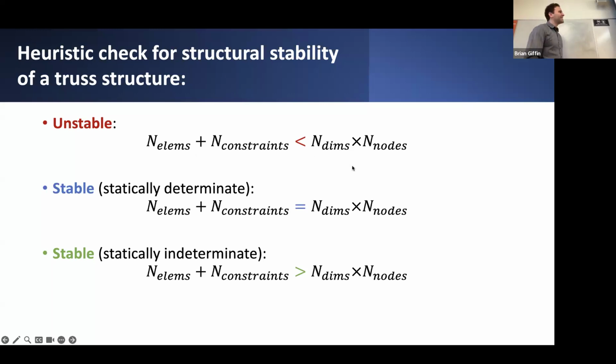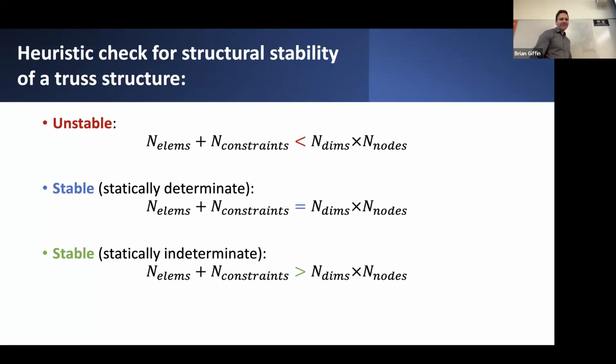On the right-hand side is the number of dimensions in your problem, or the number of degrees of freedom per node, times the total number of nodes, or joints in this case. You could interpret this as the number of equilibrium equations you would be solving in order to determine the unknowns. In the case of an unstable truss, if you tallied up both of those things and found that the total number of elements plus the number of constraints was less than the number of equilibrium equations, then you'd find the structure was unstable.